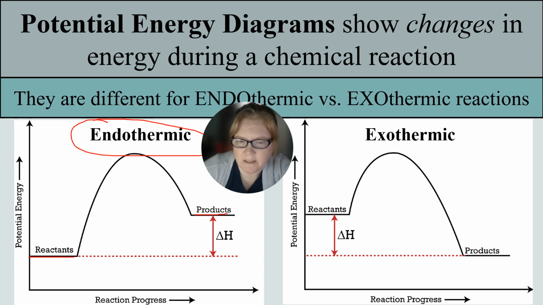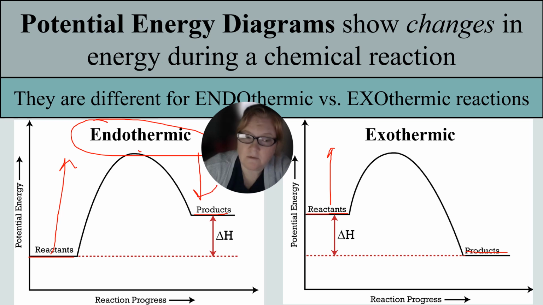and here are the products. And we're looking at exothermic. Here are the reactants, and then over here are the products. What you can see is a general trend in the shape of the potential energy diagram. It always goes up from the reactants, okay? And it reaches a top, and then it always goes back down until it gets to the products.